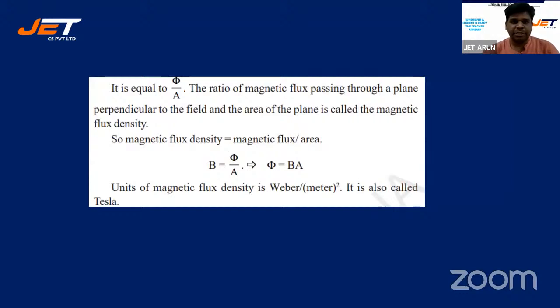All right, look at this. Magnetic flux density is the ratio of the flux passing through a plane perpendicular to the field to the area of the plane. What is density? Per unit area. So magnetic flux density is equal to magnetic flux per unit area. So B is equal to phi by A, or phi is equal to B times A. The unit of magnetic flux density is Weber per meter square. It is also called Tesla.